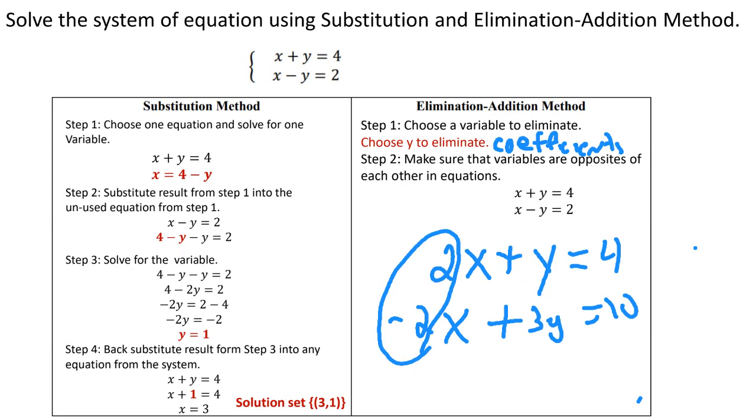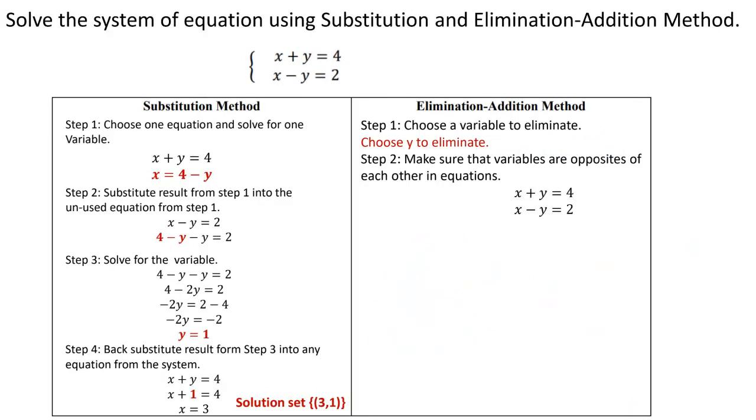And so we want to make sure that we have opposites of each other, okay? And you'll see why in a second. So I decided to eliminate y. If you notice, the coefficient for the first y is already a positive 1, and the second one is a negative 1. And so that is good. They have opposite signs, and since they have opposite signs, I'm going to be adding these two equations.